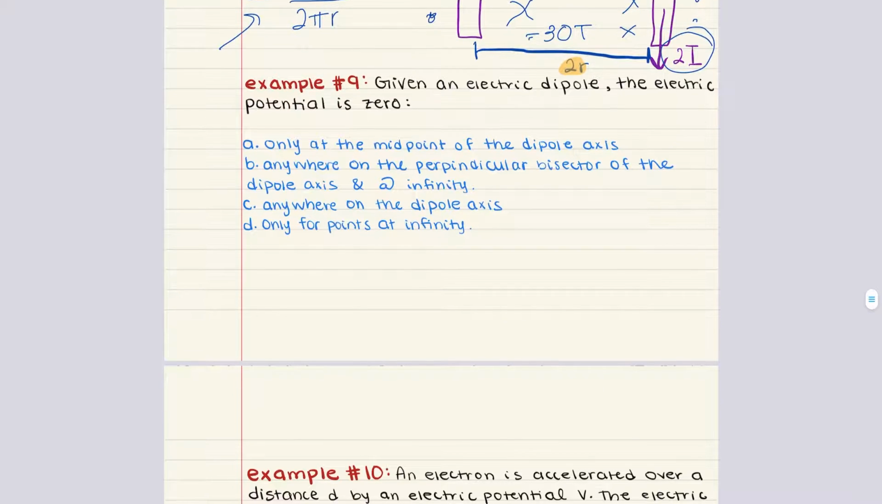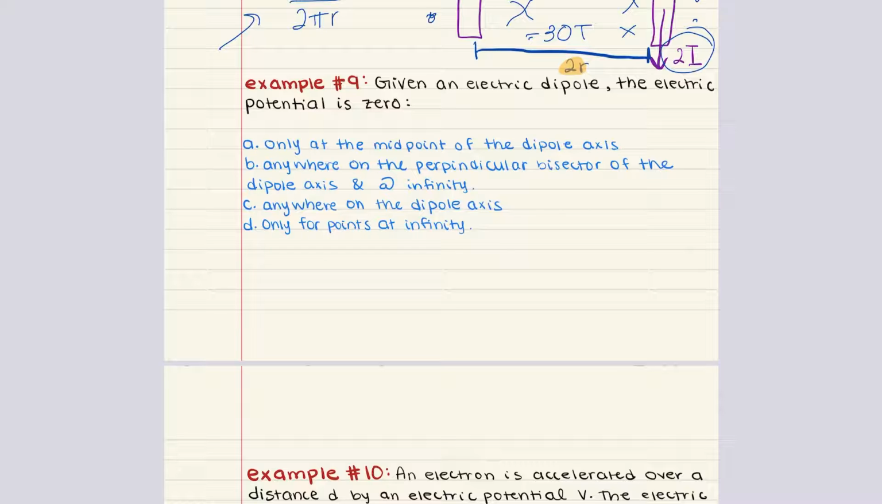Let's move on to problem 9. Problem 9 says, given an electric dipole, the electric potential is 0 blank. Now we're going to work through each of the answer choices and talk about them, but first I want to quickly remind you about the electric potential of a dipole.